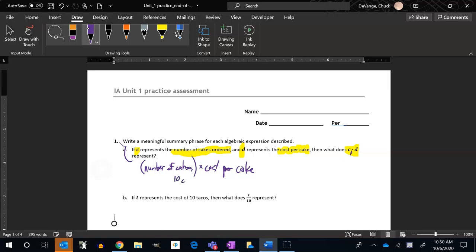If I had 10 cakes and it was $5 per cake, $50, what would that mean? Number of cakes times cost per cake. That would be the total cost of all the cakes. I could say total cost of the cakes. So notice that when I wasn't sure, what I did was I actually wrote out the words, maybe plugged in some numbers and tried to bring some meaning.